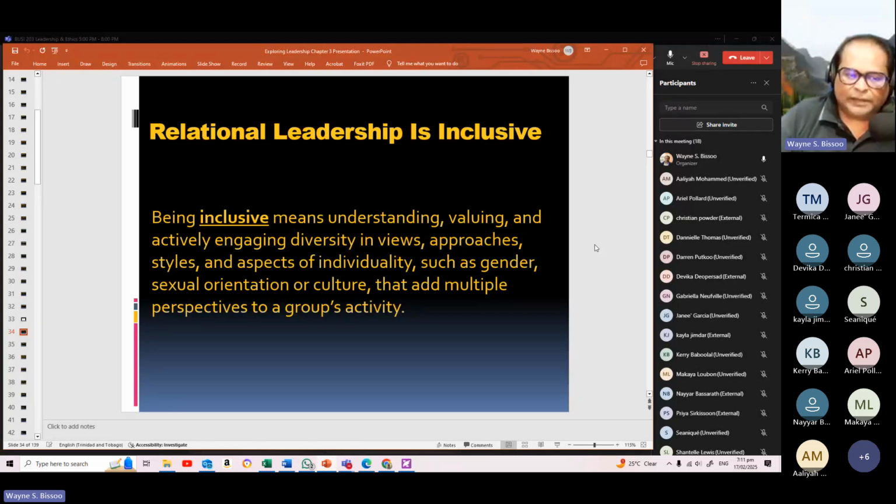The same thing applies to people who come from different genders and sexual orientation because we are locking off their perspective. And for us to be good leaders, we need to be inclusive of that diversity.